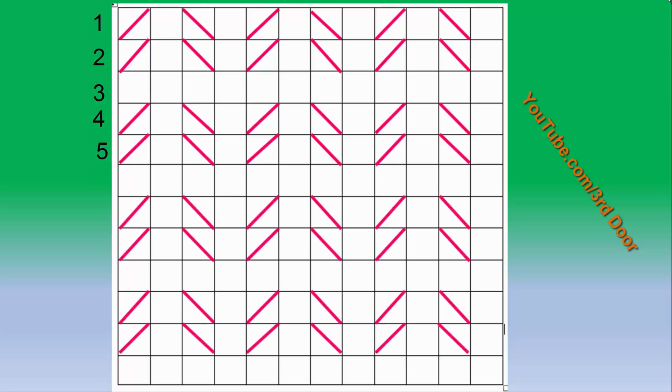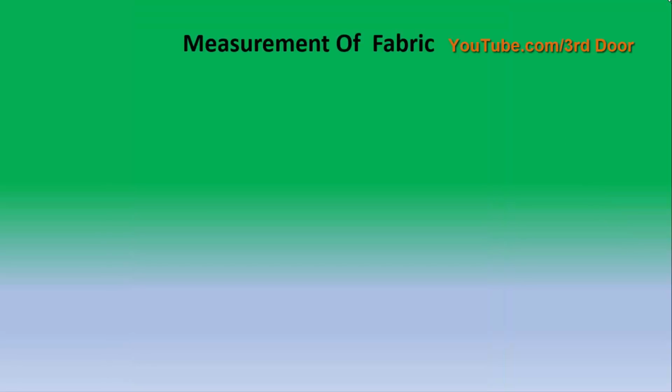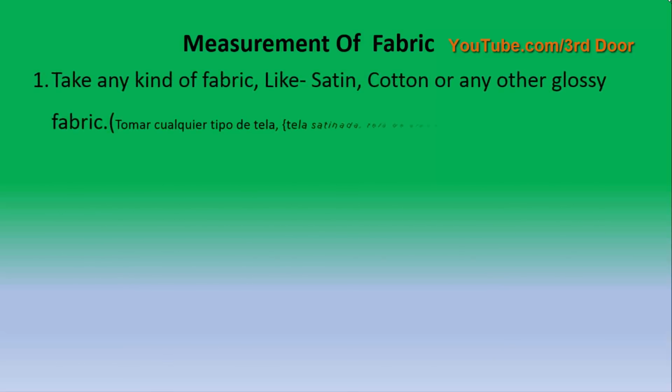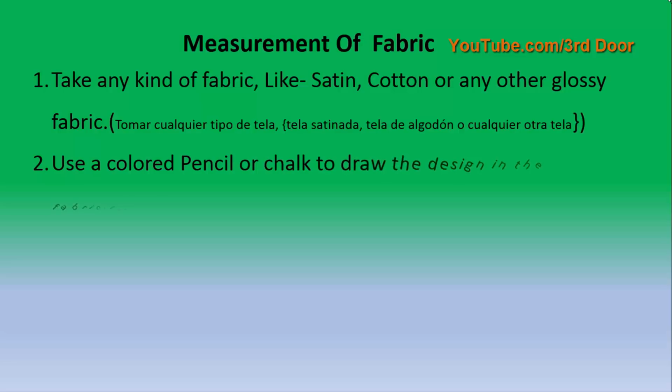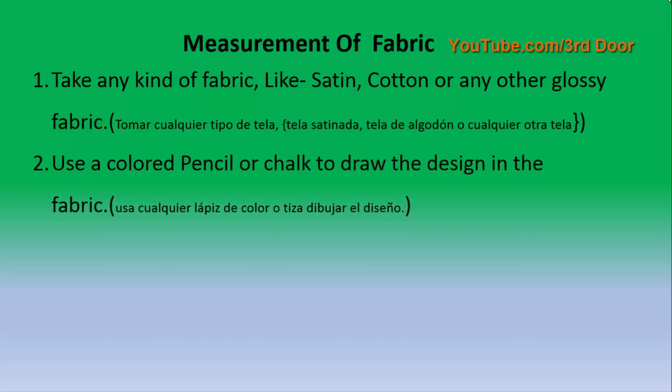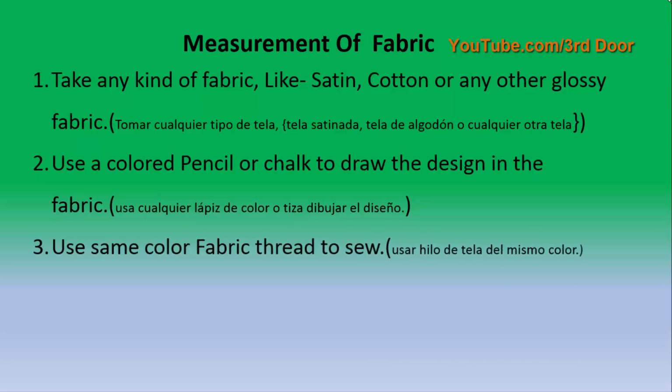Okay, let's see the next point, measurement of fabric. And it's very important because everyone needs to know the measurement of fabric before we make the design or cushion. Number 1. Take any kind of fabric like satin, cotton or any other glossy fabric. Number 2. Use a colored pencil or chalk to draw the design on the fabric. Number 3. Use same colored thread to sew.